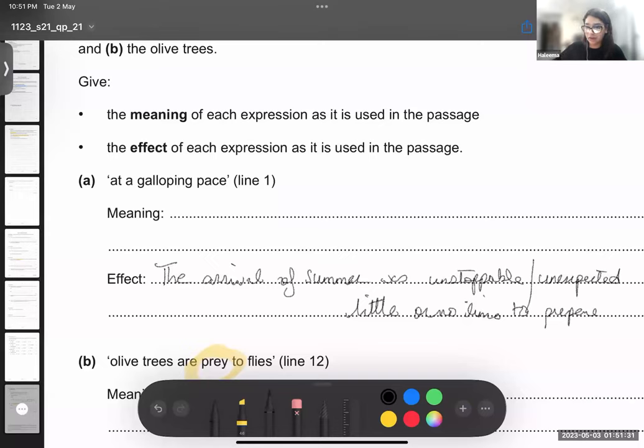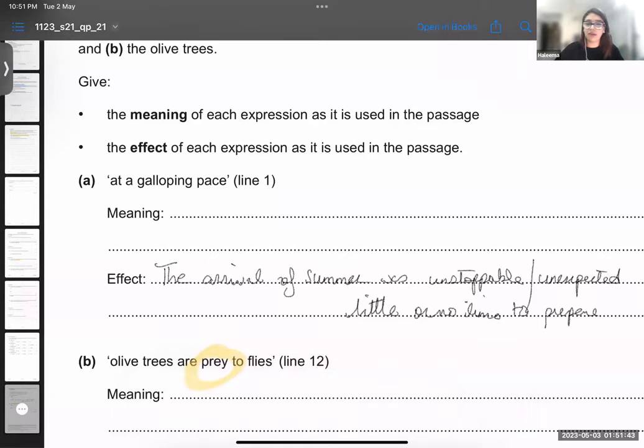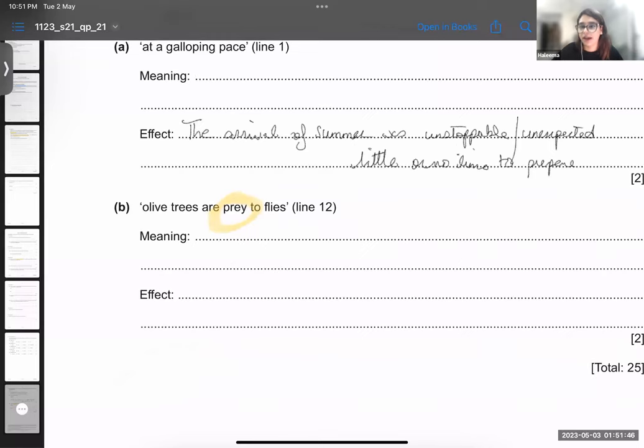Isn't that the case? So that is literally how you have to take out meaning and then talk about the effect. What does it literally mean? If it's happening too quickly, it means it's happening too fast, unexpectedly. And if it's happening unexpectedly, what effect will that have on me, and in this case, on the author himself? That means he's not prepared. That means it's unstoppable. He can't do anything about it now. That means here we have to infer. Effect is inferred. Meaning is the explicit meaning. Effect is the implicit meaning, what you understand happens when something happens too quickly.